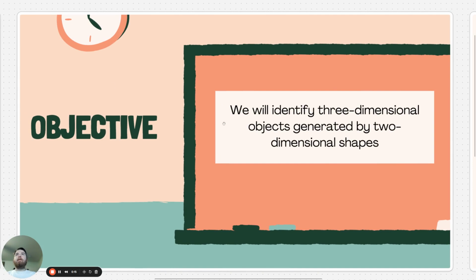So our objective today is that we are going to identify three-dimensional objects generated by two-dimensional shapes. Basically what that means is that there's going to be a bunch of little two-dimensional shapes that when you combine them all together, they're going to give you one big three-dimensional figure. So that's what we're going to be looking at here today.